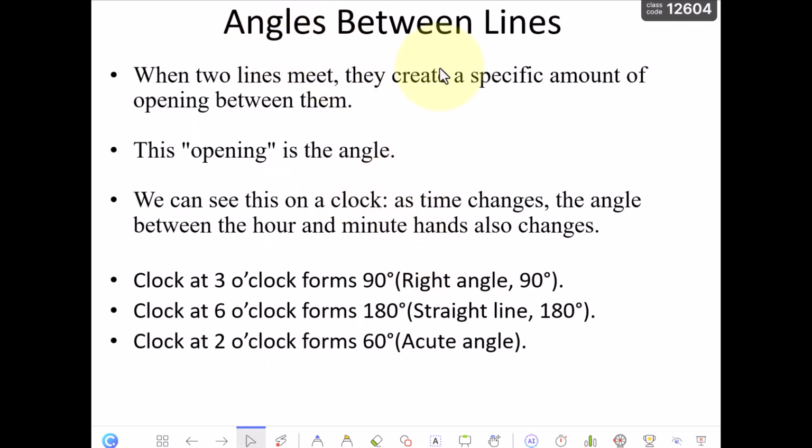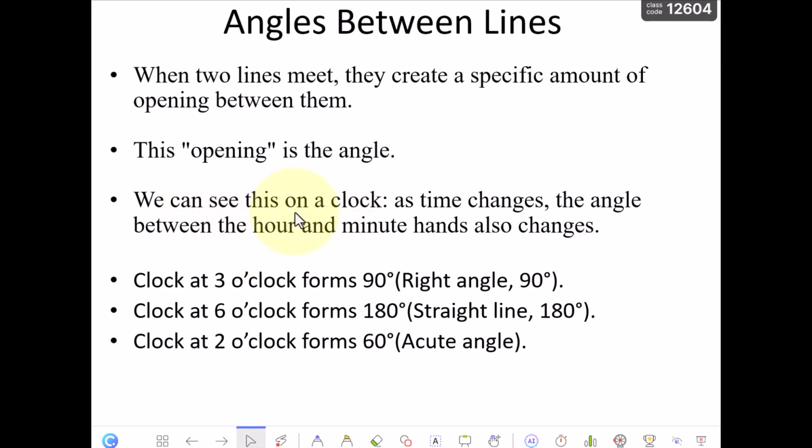Today we are looking at angles between lines and how to name an angle based on the type of angle. Now we say when two lines meet, they create a specific amount of turning, or sorry, a specific amount of opening between them. Now this opening is what we call an angle. Remember the definition yesterday, we said when two straight lines meet, an angle is formed. So when two straight lines meet, there's always an opening. That opening is an angle.